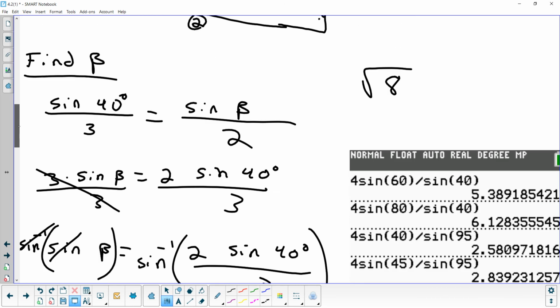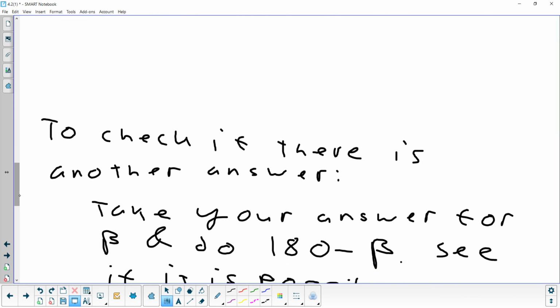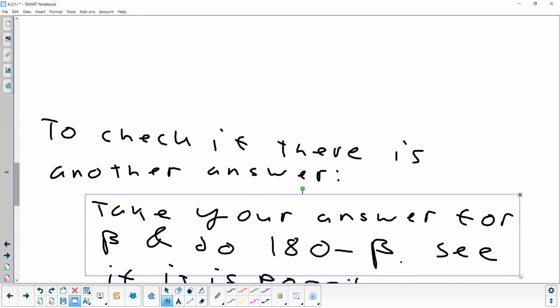What you might want to do is just leave 3 or 4 lines because we have one step left in this problem. And then you can write this. But then we're going to fill in the rest of the work right up here. So to check if there's a second answer, take the angle you just solved for and subtract it from 180. If there's a second answer, that's what it would be. So let's take what we just solved for and subtract it from 180.